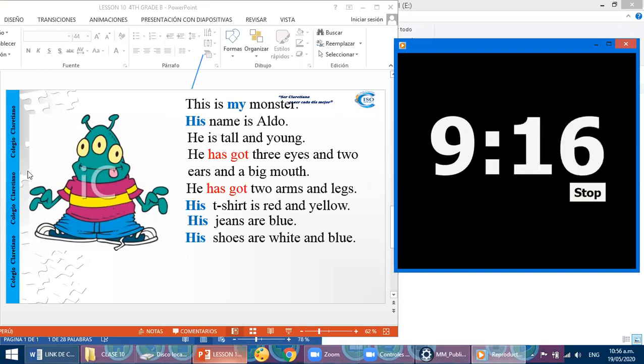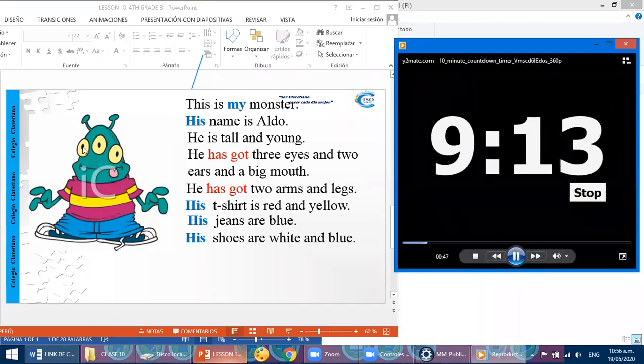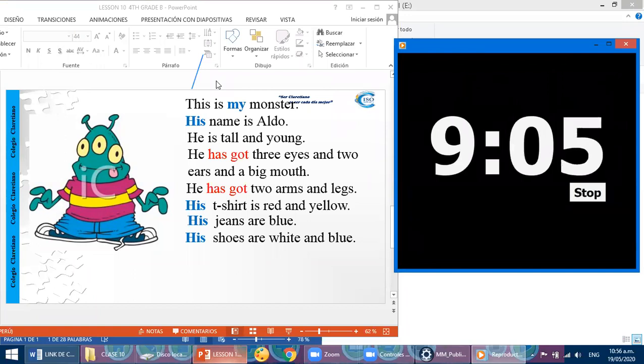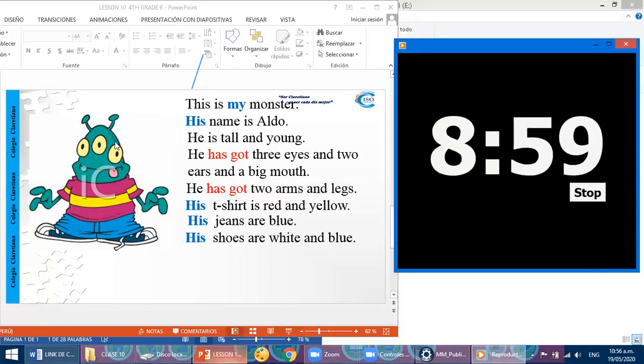You need to draw a monster. Have 10 minutes. Draw the monster and color the monster. Okay, if you finish, good. Wait, please. For the rest of the students, draw, please, draw a monster. Use your imagination. If you prefer four arms, you prefer a tall monster.